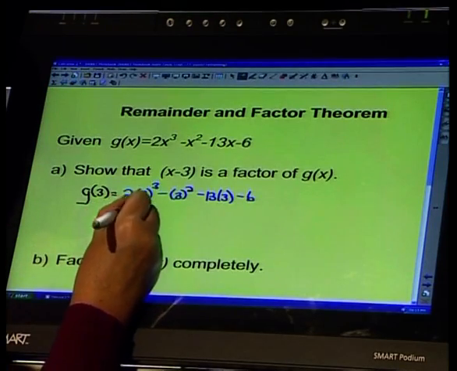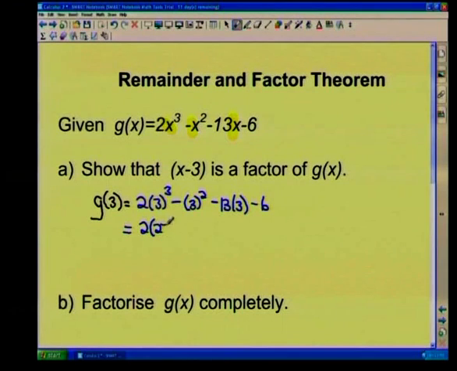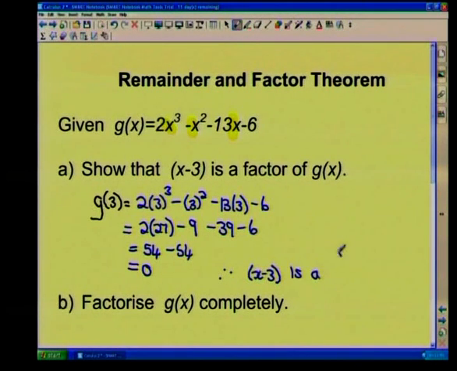So this is equal to 2 times 3 cubed, which is 27, minus 3 squared, which is 9, minus 39, minus 6. 2 times 27 is 54. And if I add here, I've got minus 9, minus 39, which is going to be minus 48. Minus 6 is minus 54. And yes, exactly what I anticipated has happened. I get 0. And therefore, I can say that x minus 3 is a factor.